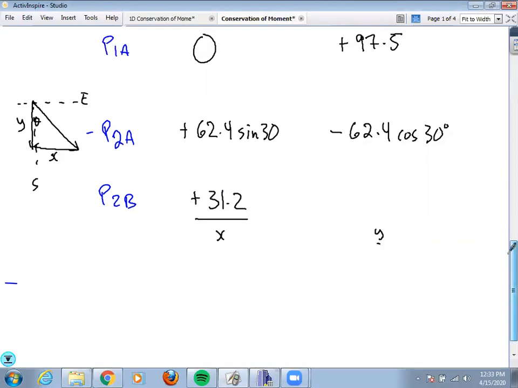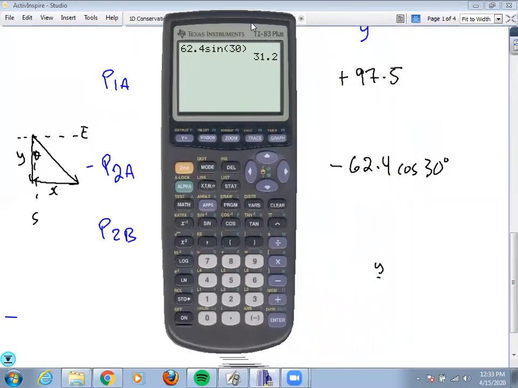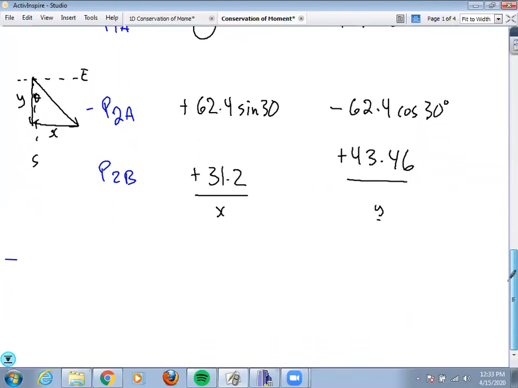Now the Y component would be 97.5 minus 62.4 cos 30. And you get positive 43.46, which means the Y is going north. So this thing is going north of east.